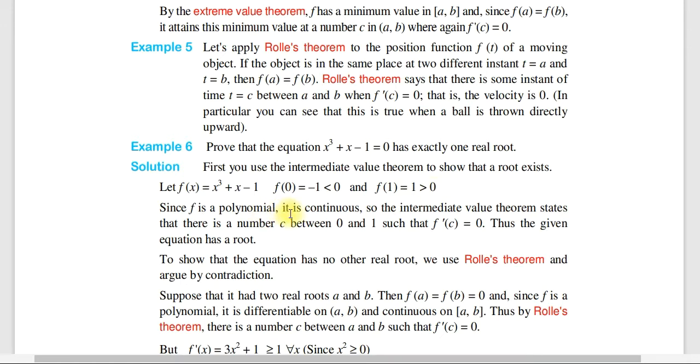Since f is a polynomial and it's continuous, the intermediate value theorem states that there is a number c between 0 and 1 such that f prime of c is equal to 0. Thus the given equation has a root.